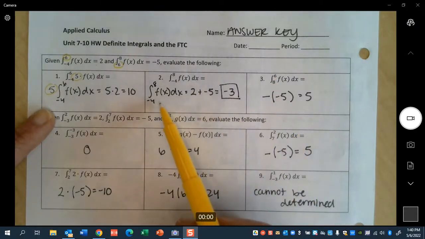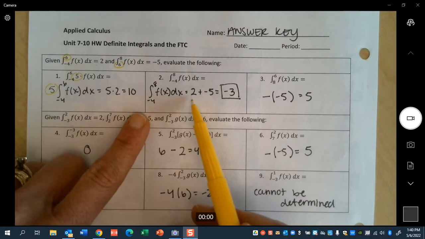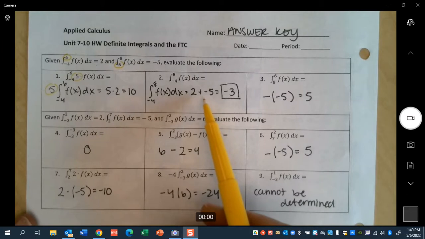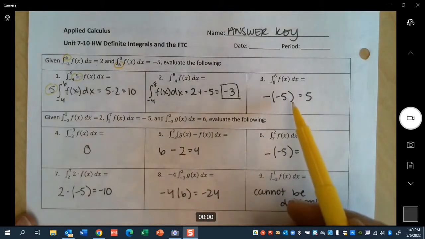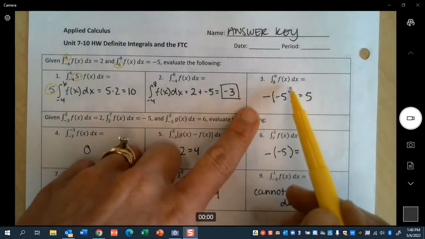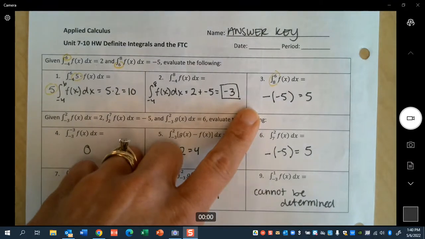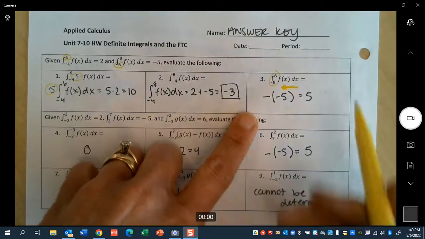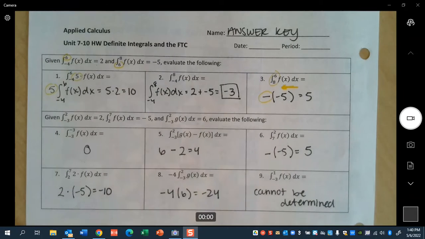The integral of f of x dx is equal to this 2 plus this -5. Notice here, my numbers are opposite. So this is when we're going with the inverse. This is when we're going backwards. So that's why that negative is out there. So that becomes the opposite of -5.